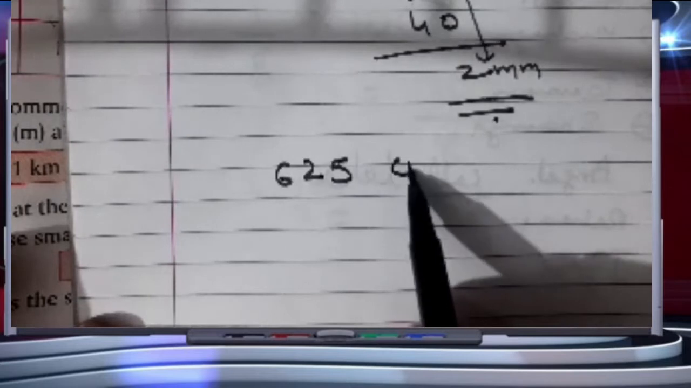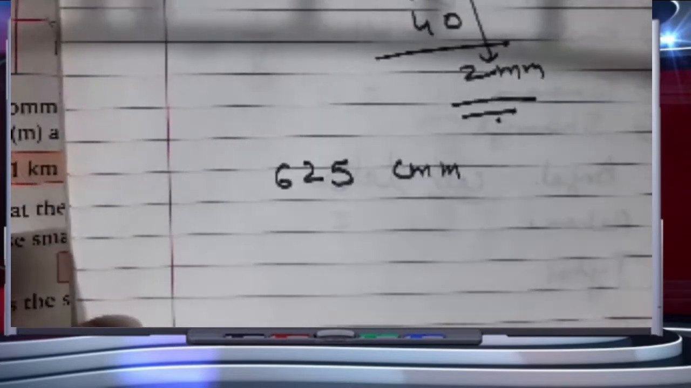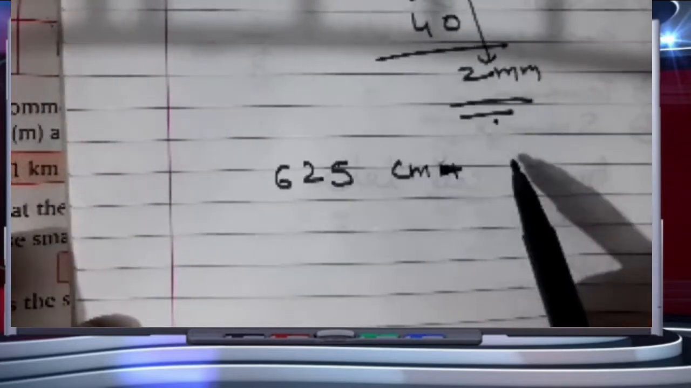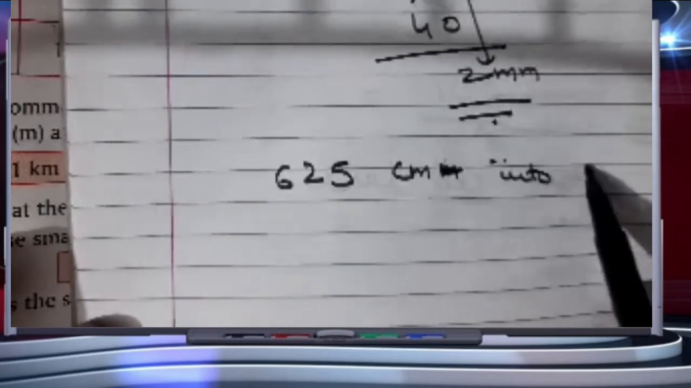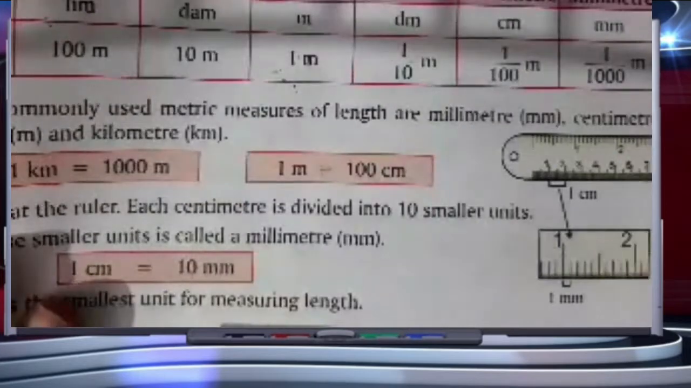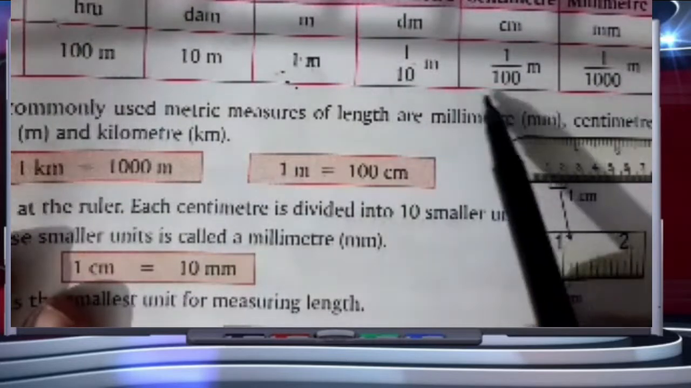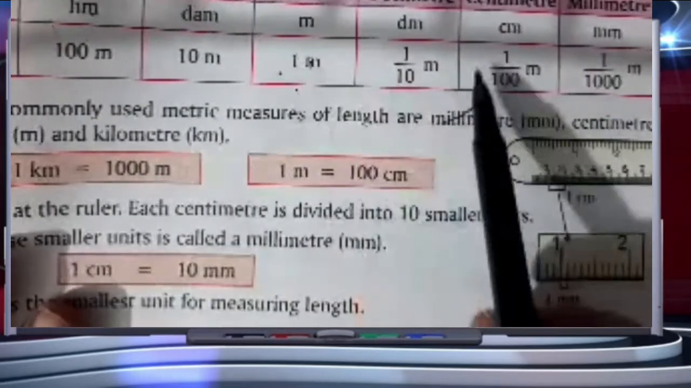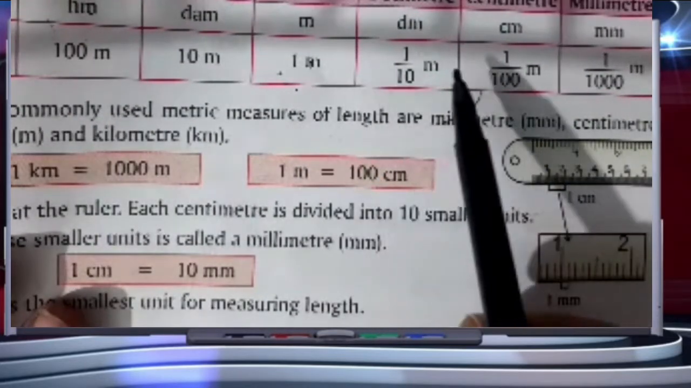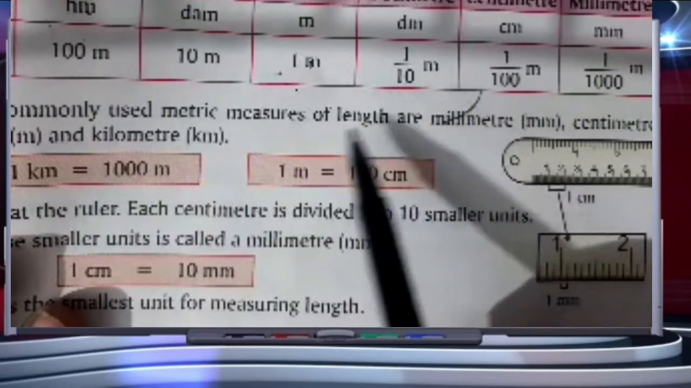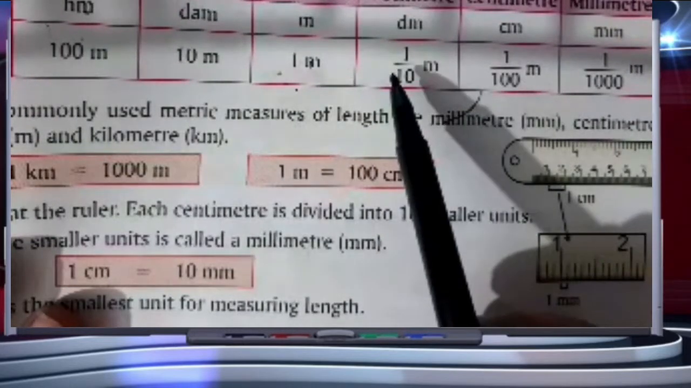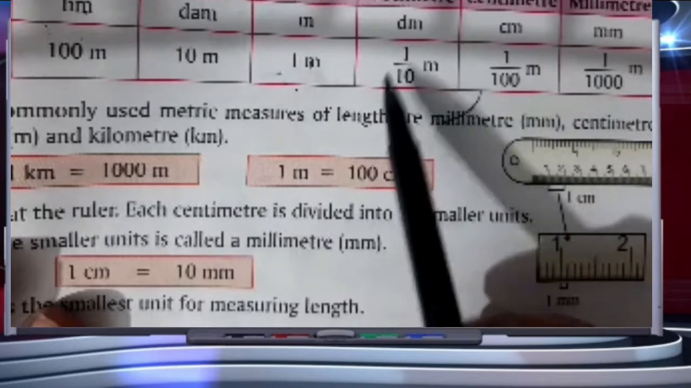Now the third question is, we have to convert 625 centimeters to meters. Here again I will see the chart, centimeters to meters. I am going in the left direction, so I will divide. Here I will divide by 100. Why? Because I am taking 2 jumps. See, 1 and 2. So I will divide 625 by 100.